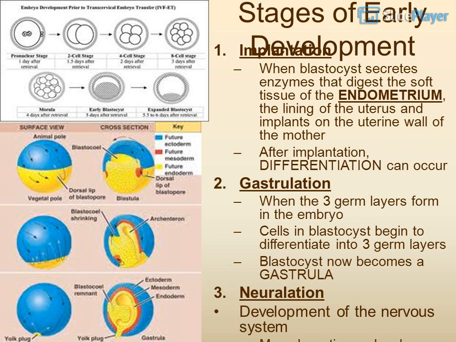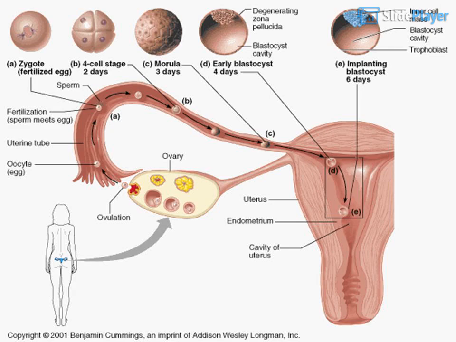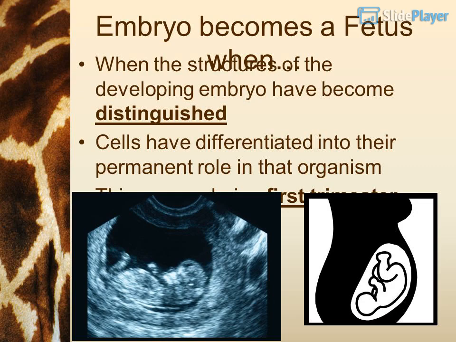Neurulation. Development of the nervous system. Mesoderm tissue develops into the notochord, which becomes the spinal cord with an enlarged end that eventually becomes the brain. The embryo becomes a fetus when the structures of the developing embryo have become distinguished. Cells have differentiated into their permanent role in that organism. This occurs during the first trimester.